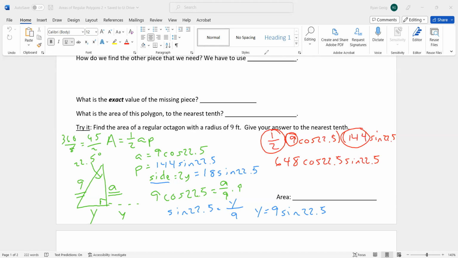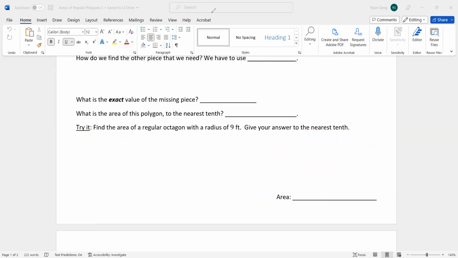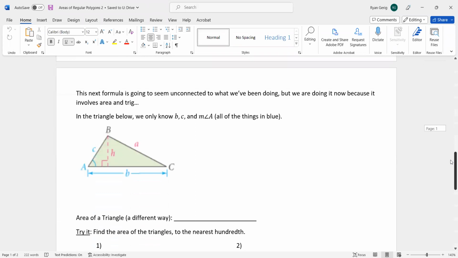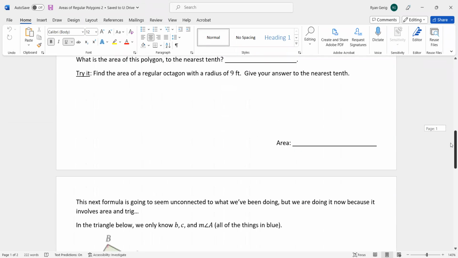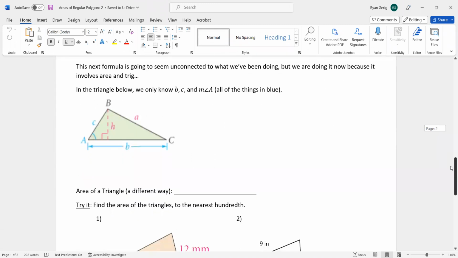Typing this in the calculator, I get 229.10, or just 229.1 feet squared. Okay. I know that's probably overwhelming. These numbers look disgusting. We're going to take this kind of slow, and I'm going to keep going in class with this, but that's it for the regular polygons. There's a little bit more on the back that I'm going to explain.